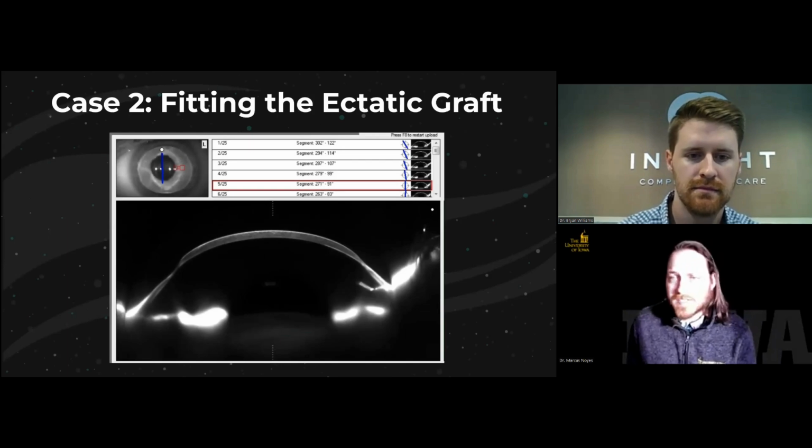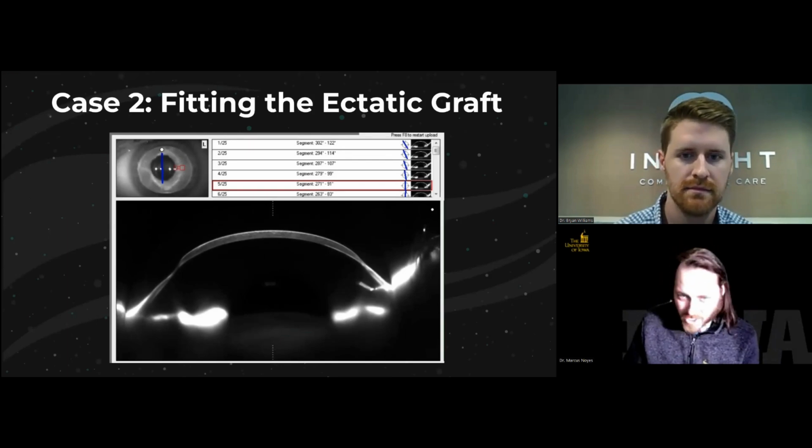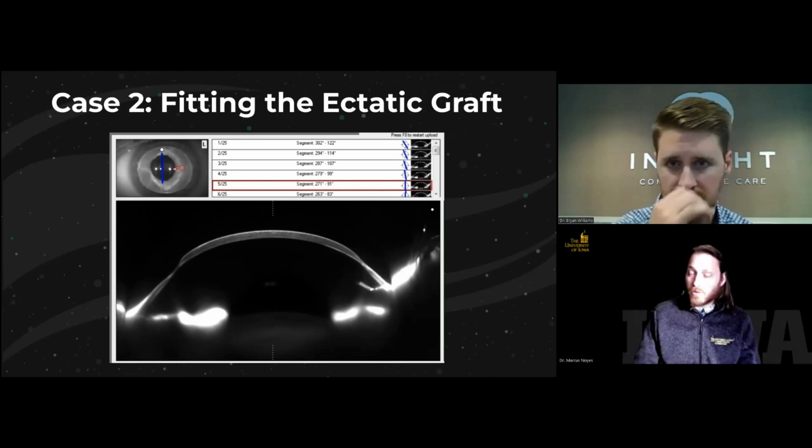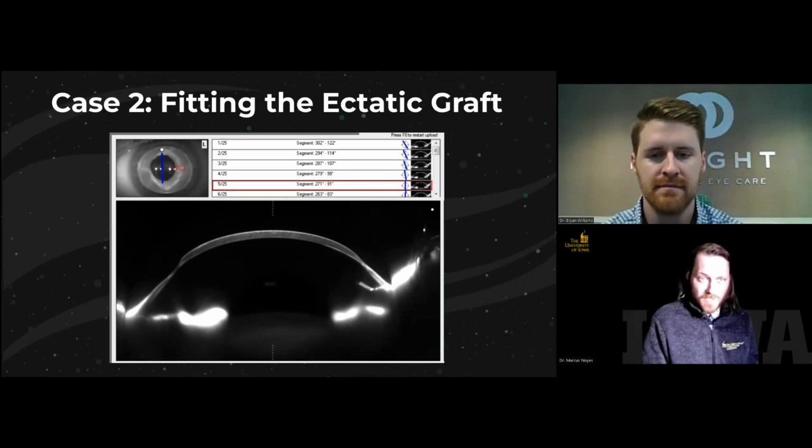Moving on to the second case here, this case I have titled Fitting the Ectatic Graft, which I think is something that everyone who's delving into scleral lenses has done at least once or twice.